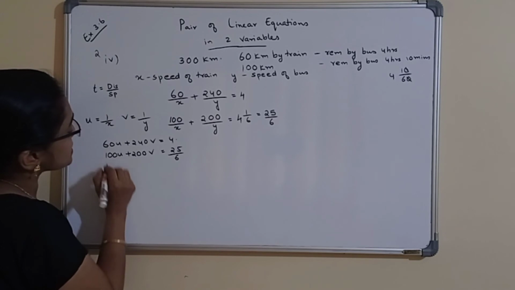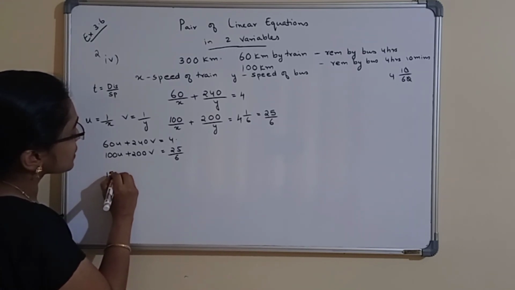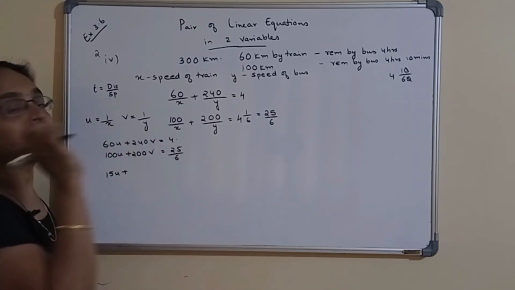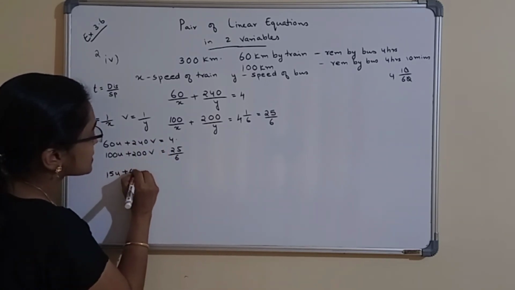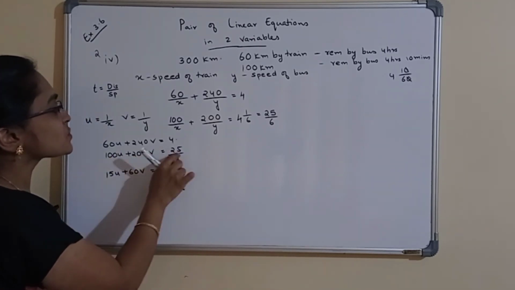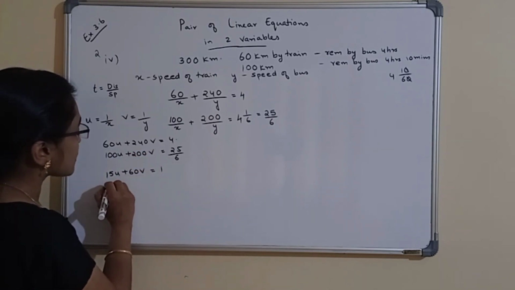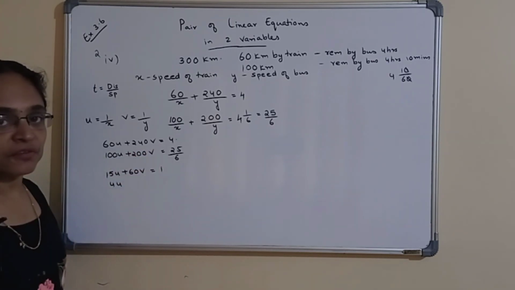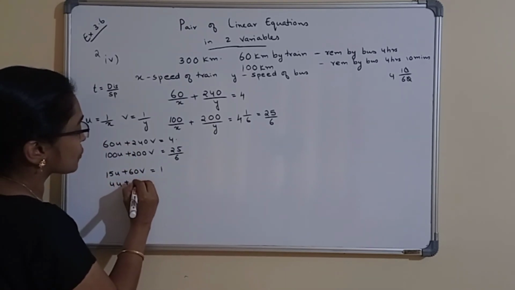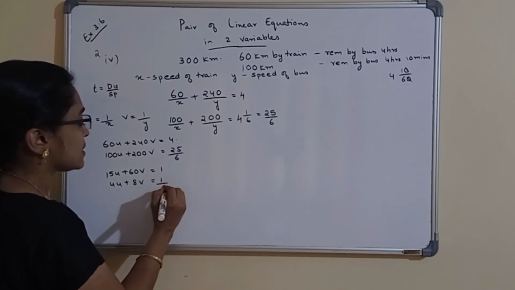When we divide 60 by 4, we will get 15. So 15u plus 240 by 4 is 60, 60v is equal to 1. And in all these terms, 25 is a factor. So we will get 4u. 100 by 25 is 4 and 200 by 25 is 8. 4u plus 8v is equal to 1 by 6.